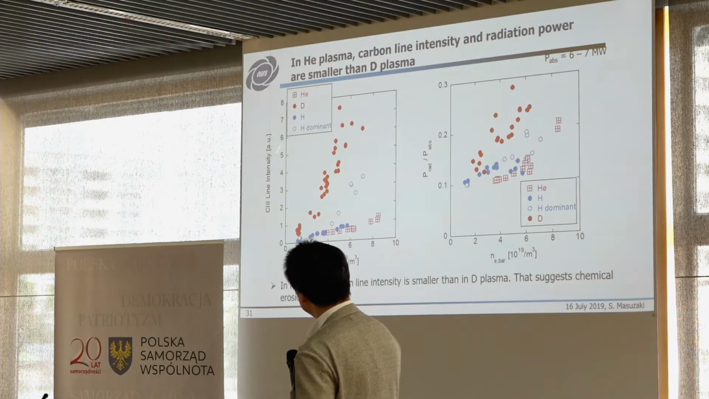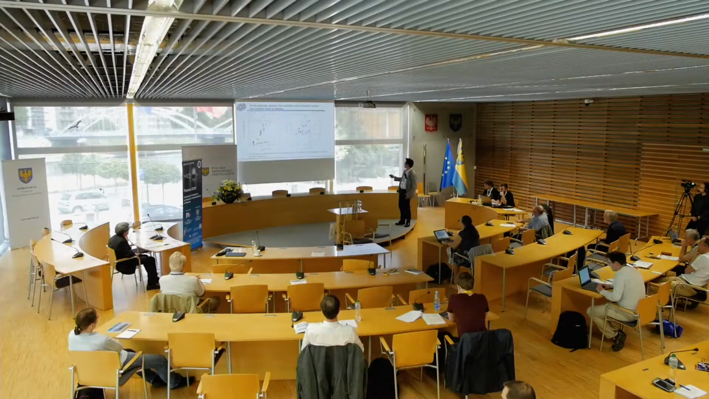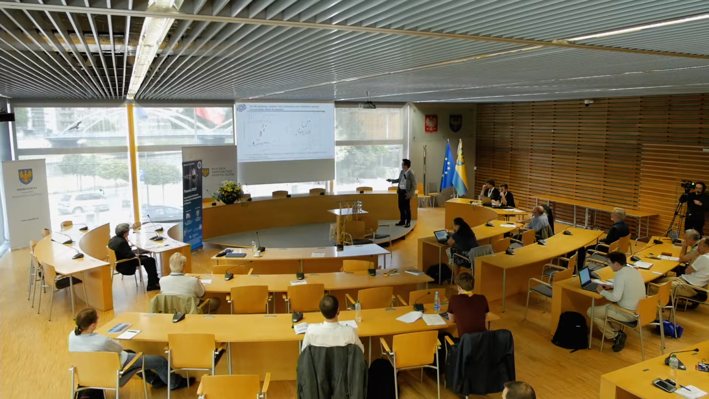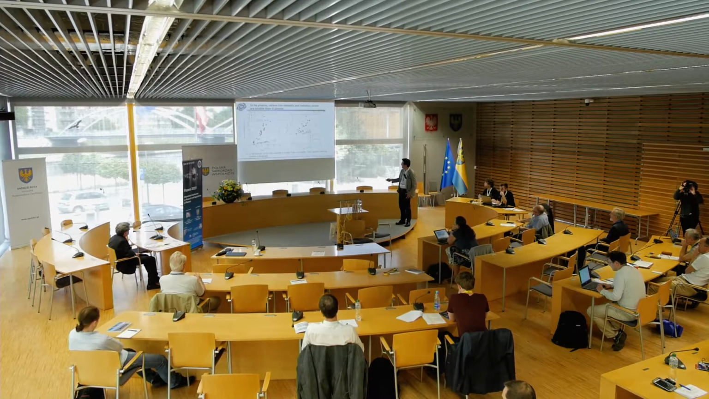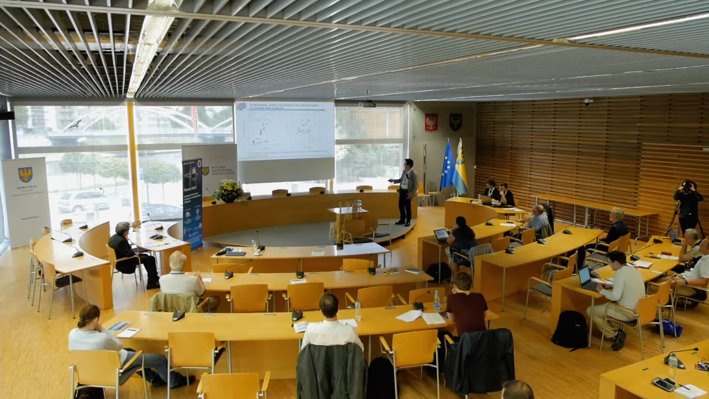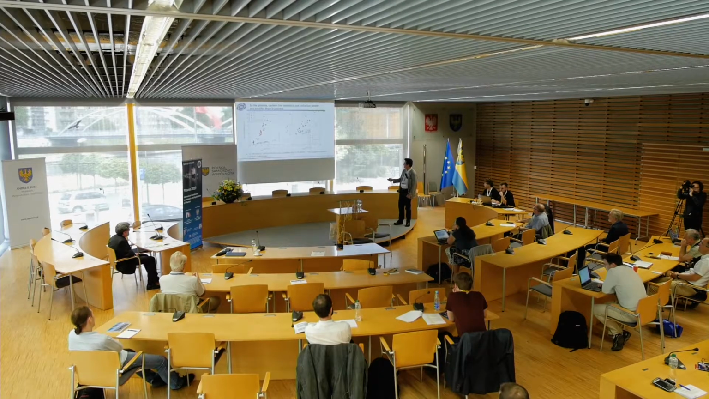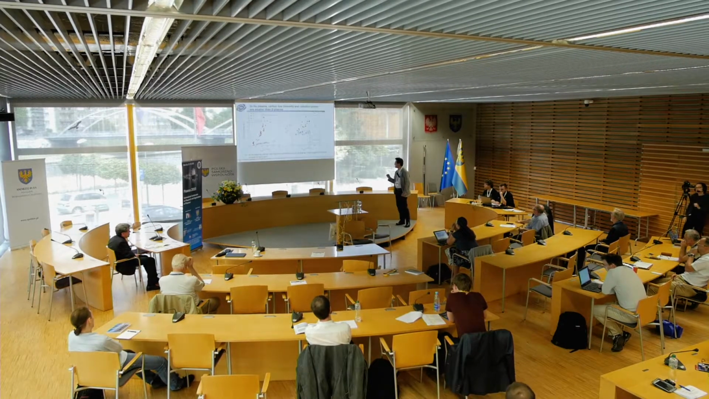And I would like to show the same carbon-3 line intensity versus line average density. In this case, the heating power is less than the previous one, but I also show you the helium case. In the helium case, the carbon-3 radiation is very, very small compared to deuterium plasma. So as I said, the physical sputtering rate in the helium case is the largest of these three, but carbon-3 radiation is very small. This result suggests that carbon erosion is dominated by chemical erosion in LHD.